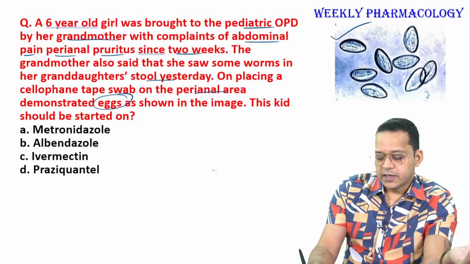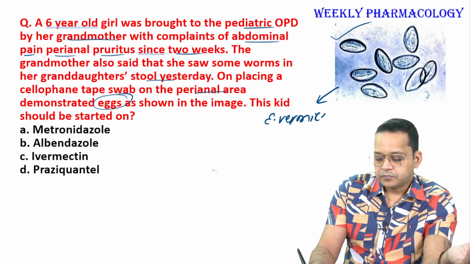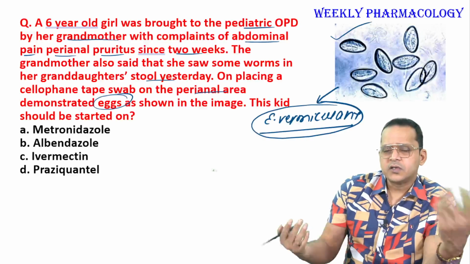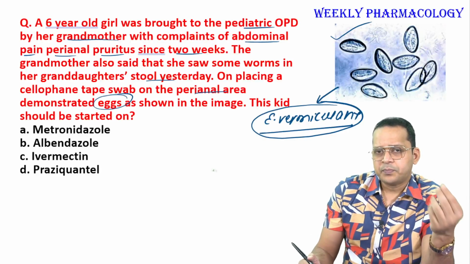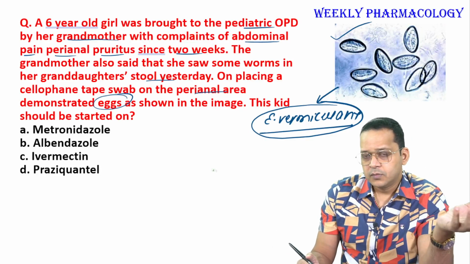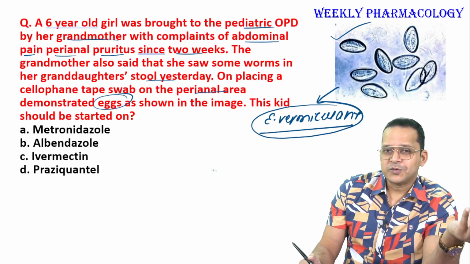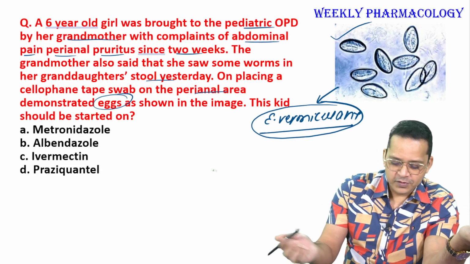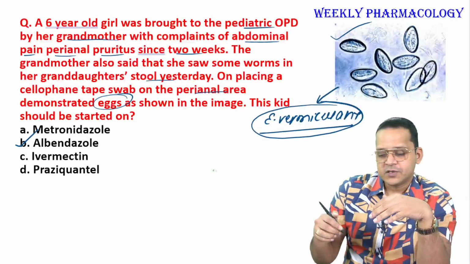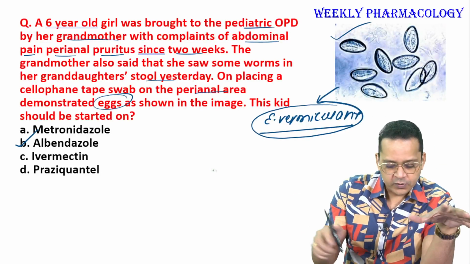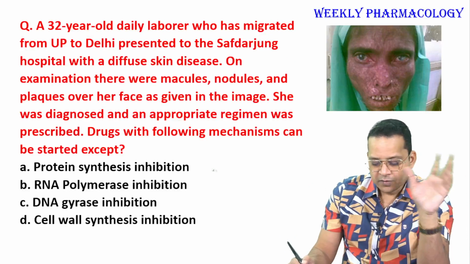What is the diagnosis? I don't think you guys will have any difficulty. Enterobius vermicularis, also called itchworm, causes perianal itch, mostly in kids. And what is the drug of choice for that? All of you know that. What is the drug of choice? Albendazole. So this is an easy MCQ. This is not a difficult one. Now this is a moderate level MCQ.